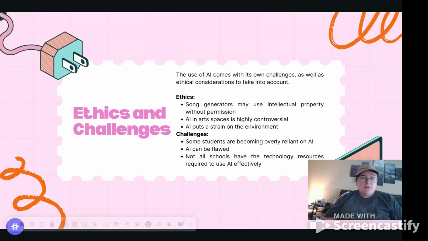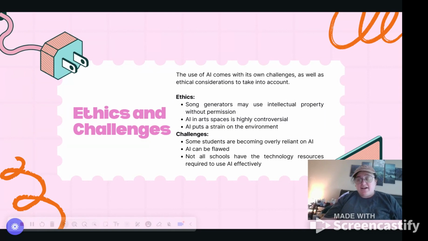I would like to close this presentation by talking about the ethics and challenges in AI. AI, of course, comes with its own challenges and a lot of ethical considerations. The three main ones I would like to discuss is the ethics surrounding song generators. They can use intellectual property without permission.